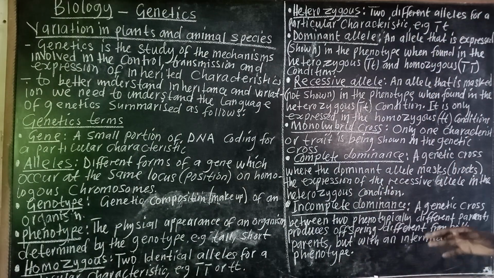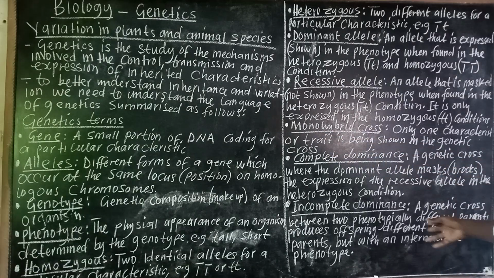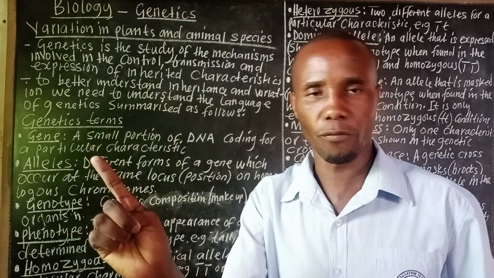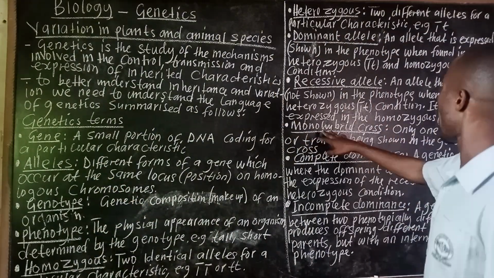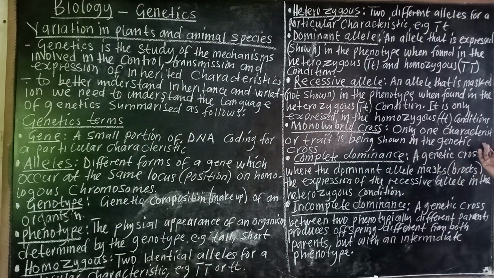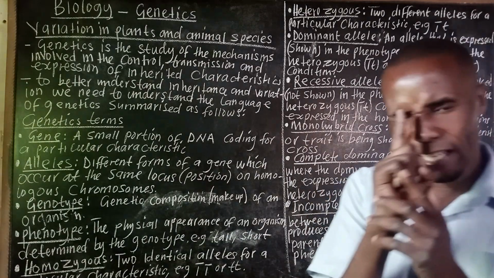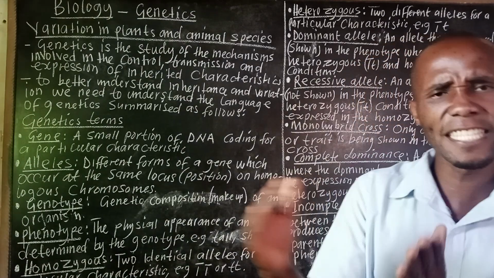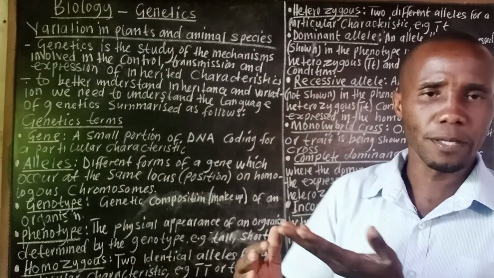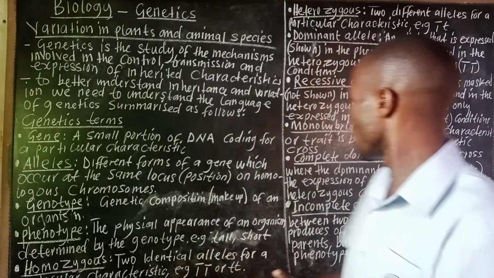Then from there we can also talk about monohybrid cross. The word mono comes from the word one. Don't get confused there, mono is one. So monohybrid cross, this is where only one characteristic or trait is being shown in the genetic cross. For example, if it is TT, there is only TT purely. So that one is called monohybrid cross, because there is only one characteristic which is being shown.